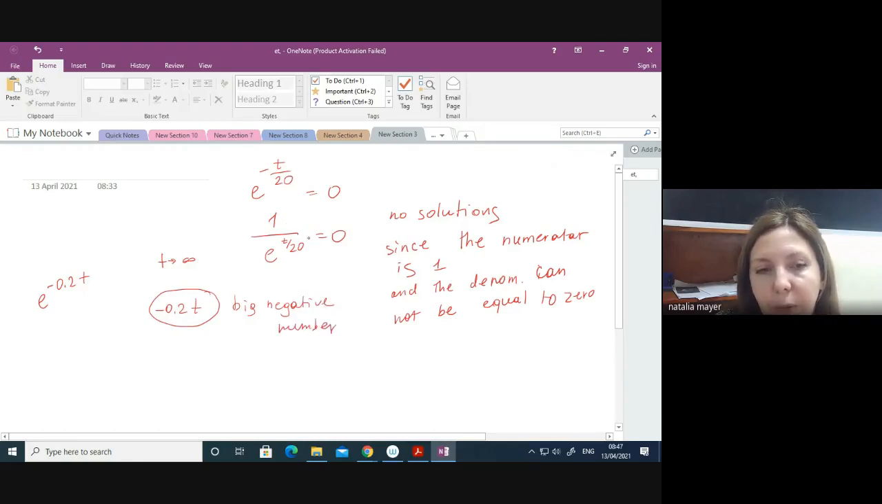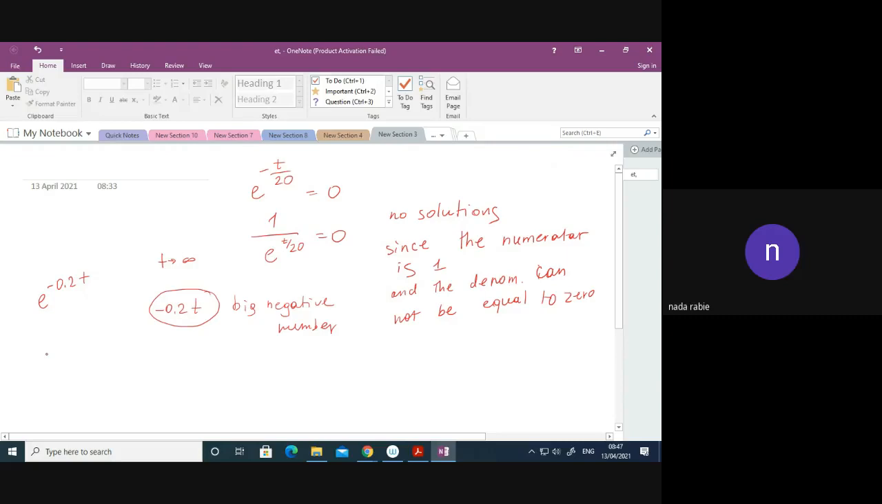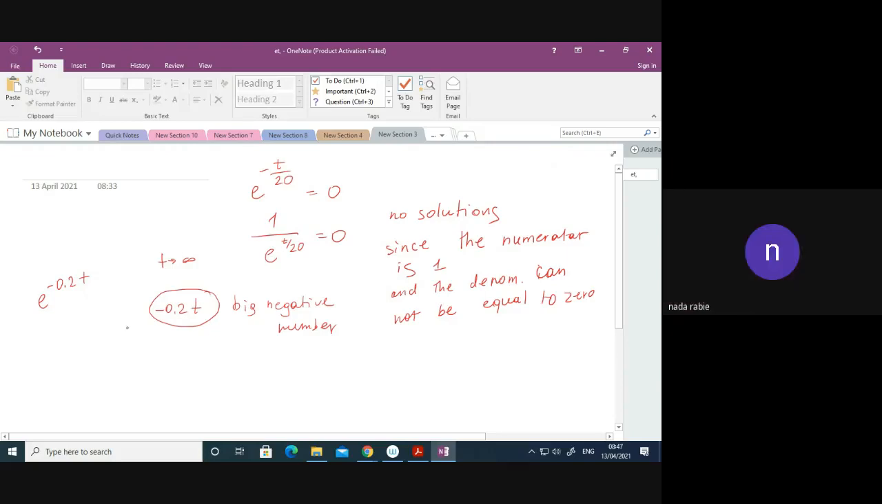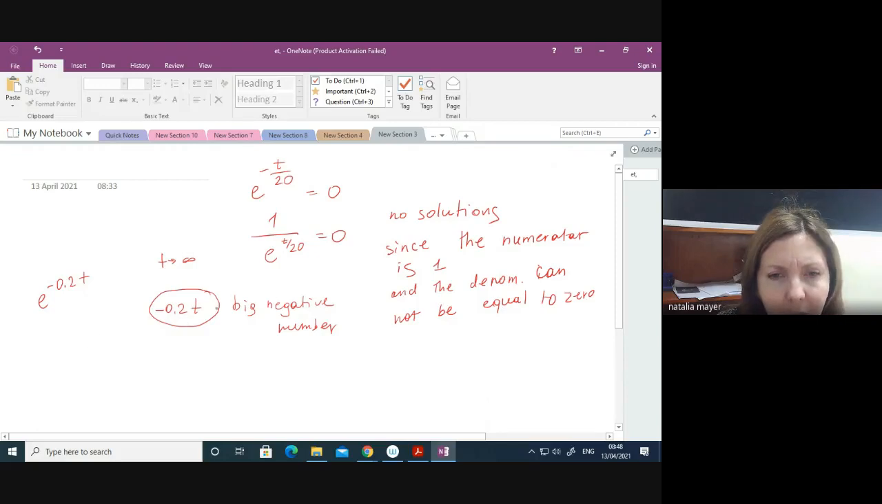Now, as we discussed before, if it's a negative exponent, what does this mean? It's going to be in the denominator. So we want to make it 1 over. Yes, you can think about it, you can skip it, because what's important is that e is raised to the power of 0.2 t, right? So e is raised to a big positive number. 0.2 t is a big positive number.